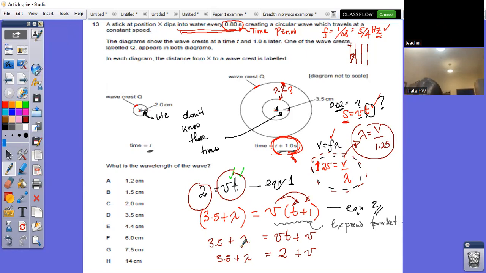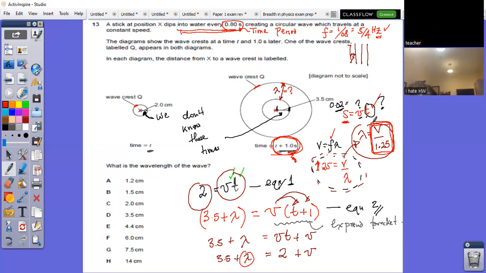So 3.5 plus 1.25. But it's not 3.5 plus 1.25, because now lambda here is this thing here. It's V over 1.25. So 3.5 plus V over 1.25, which equals 2V plus 2. Correct. And 3.5 plus V over 1.25 minus 2 equals V. Good.